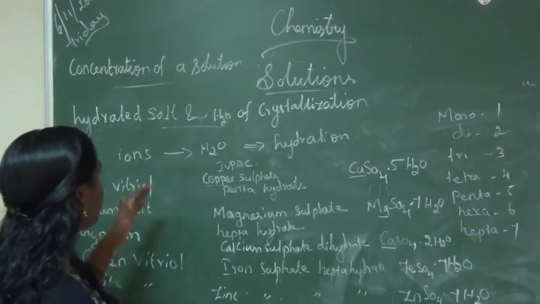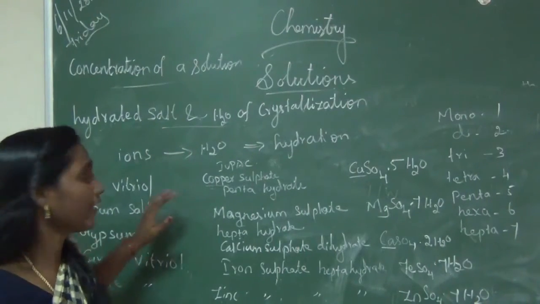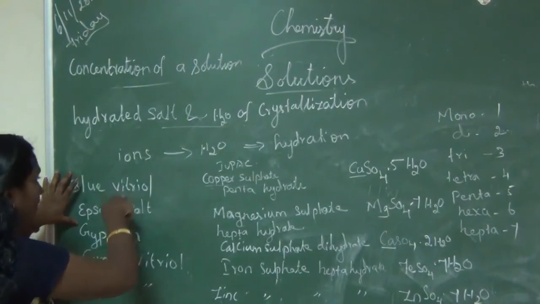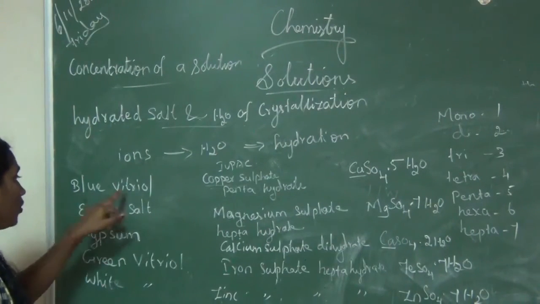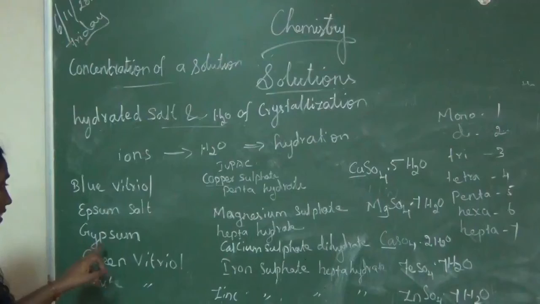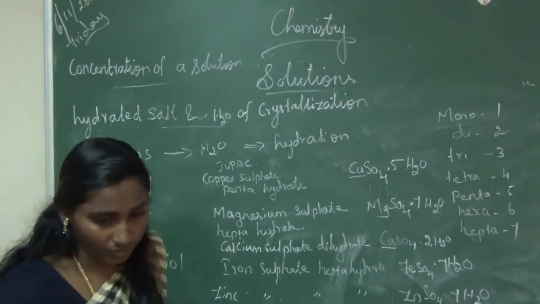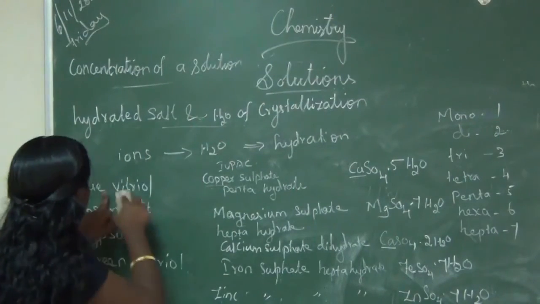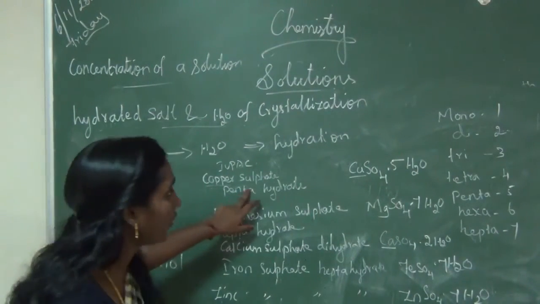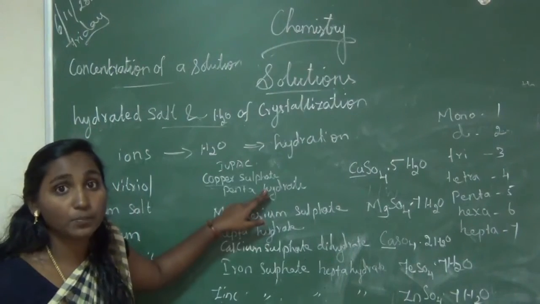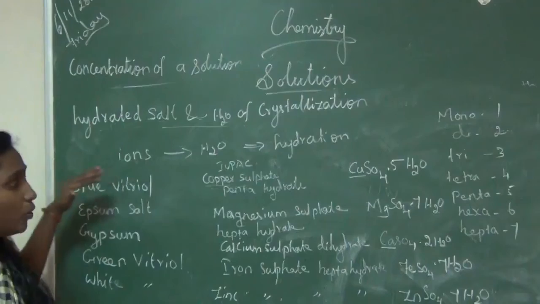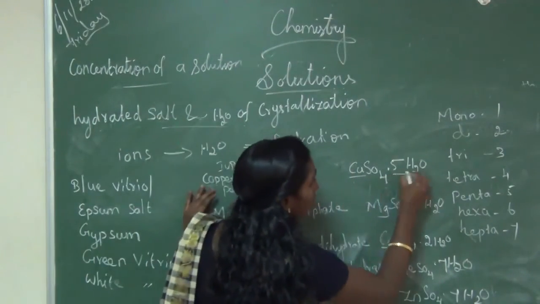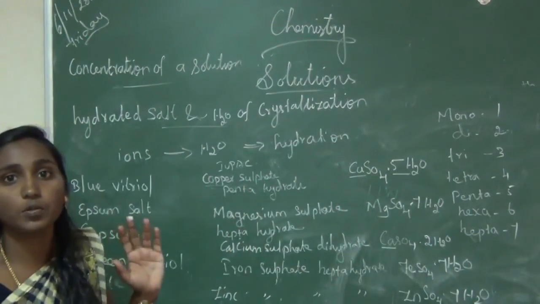Have you understood the molecular formulas and IUPAC names? So first you should study these crystallization salts. So what are the crystallization salts? Blue vitriol, Epsom salt, gypsum, green vitriol, white vitriol. Then next we are going to learn about blue vitriol. How many water molecules are present in blue vitriol? This is one more question.